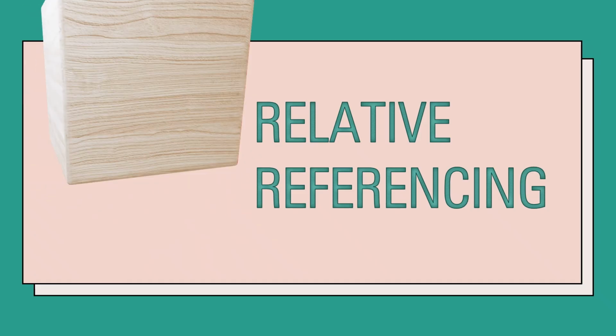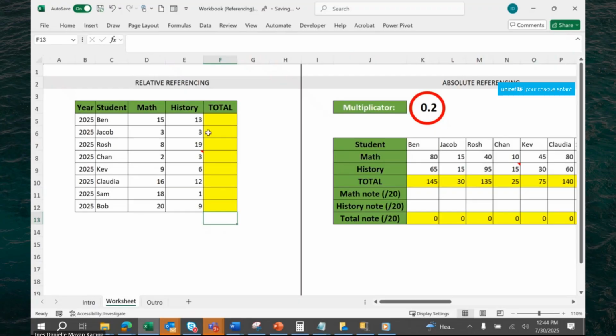To understand what referencing is all about, let's start by writing a simple formula. Let's sum up the notes of math and history of Ben. We type equal D5 plus E5. Now let's drag the formula all the way down. We enter the formula in the first line of the table in cell F5.